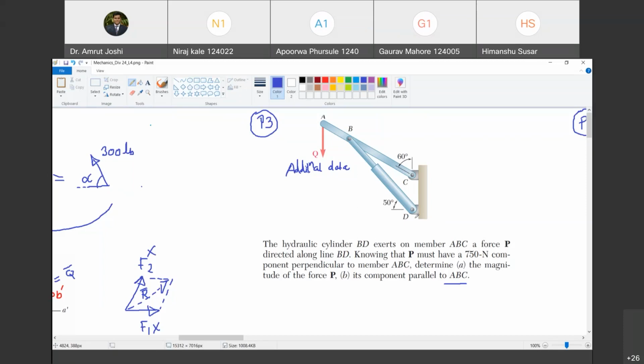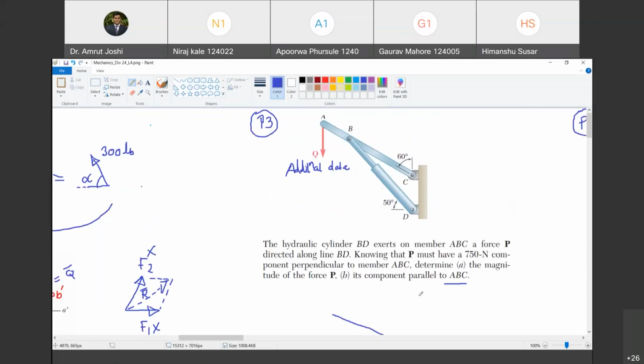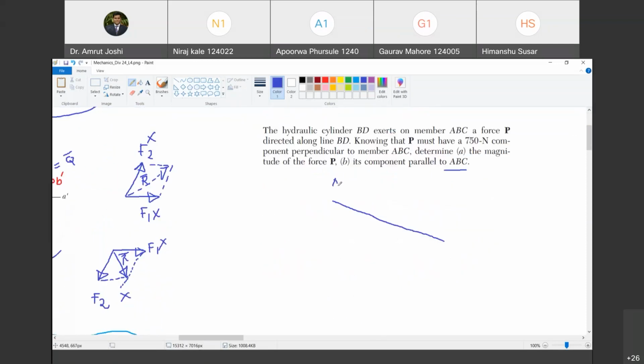Okay. So we have now understood all the nuances of this problem, what exactly it is about. Now let us try to solve the problem. The hydraulic cylinder BD exerts on member ABC a force P directed along line BD. So now look here at what I am trying to draw. This is line ABC. So I am drawing the line view of a 2D element. This is line ABC. Are you with me?